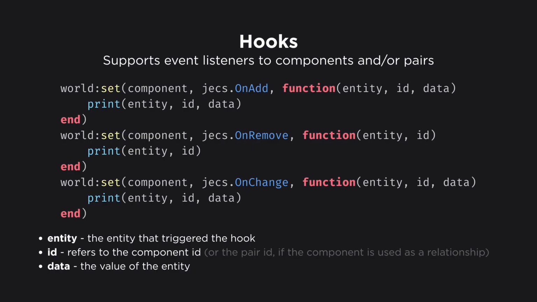The reason why the second argument for the callback is the component ID is because sometimes the argument can change, specifically when the component is used as a relationship for a pair. In that case, the component ID will reference the pair instead.